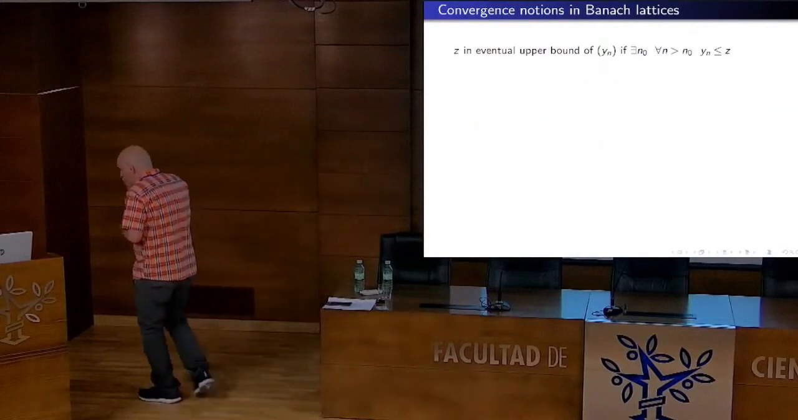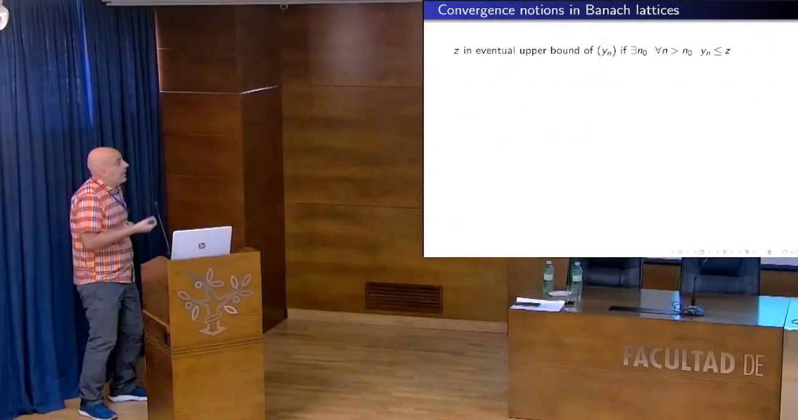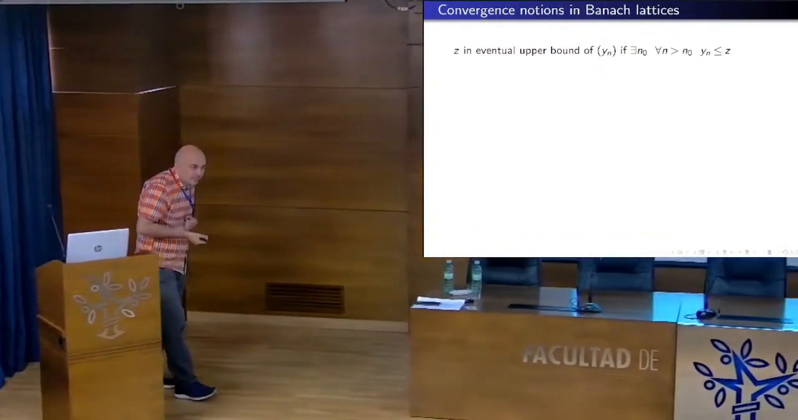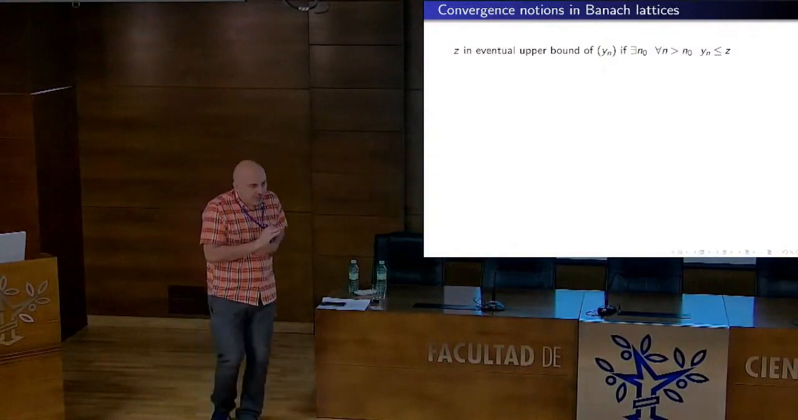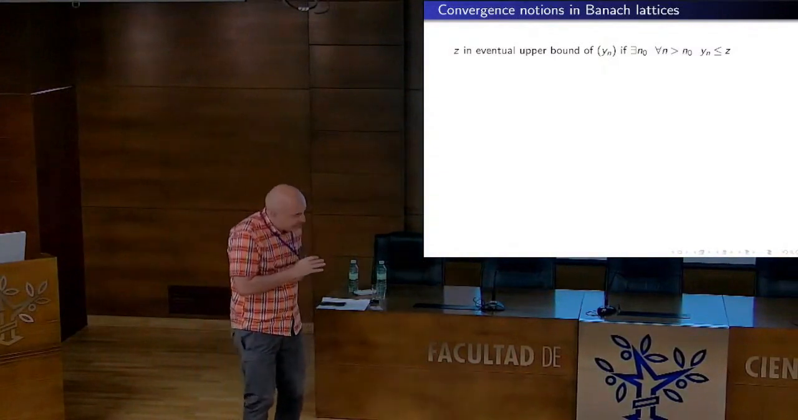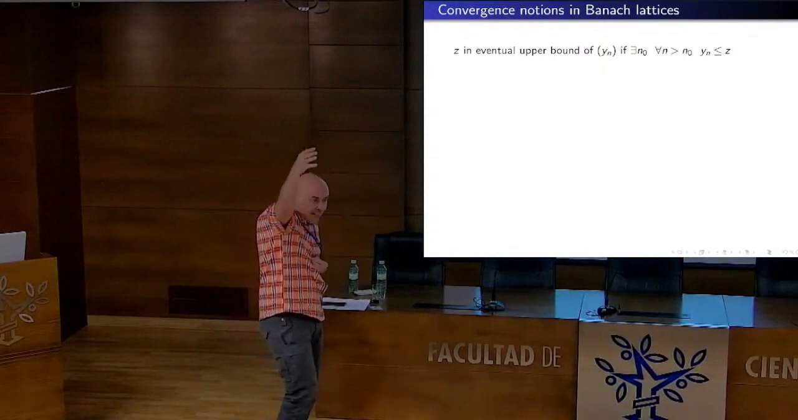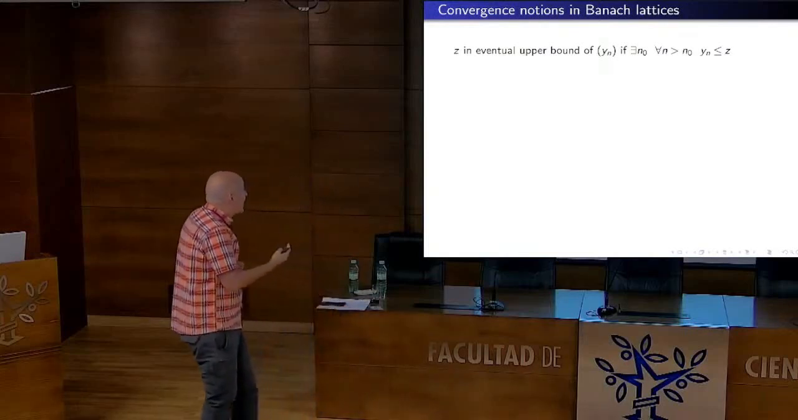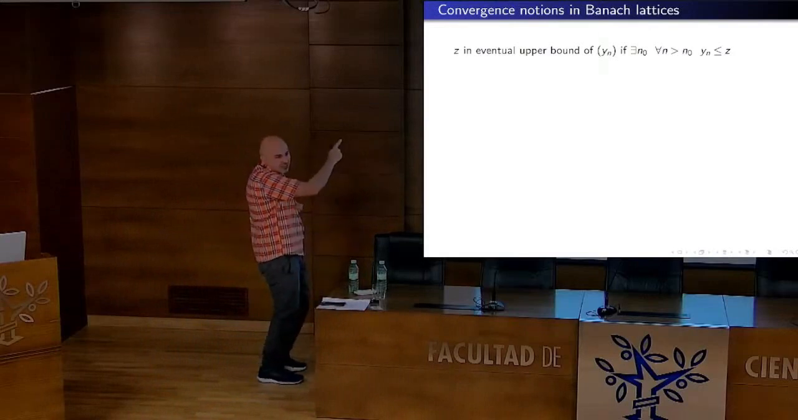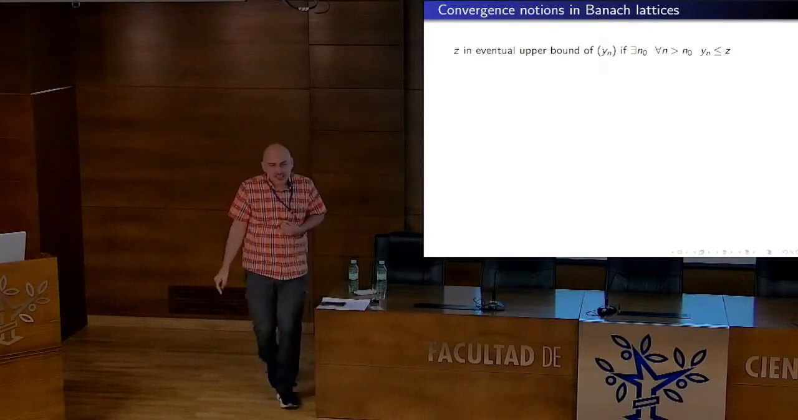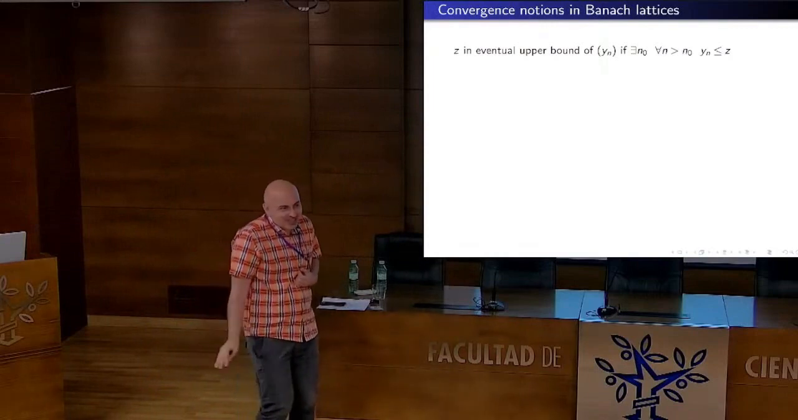And then I'm going to present what is in the title of the talk: convergence notions in Banach lattices. So what do I mean by this? First of all, this is just a notation to make the definitions that I'm going to write later easier to see. If I have a sequence y_n in a Banach lattice, I say that the vector z is an eventual upper bound, sorry. I finished my slides at 6 a.m. this morning. There are some mistakes.